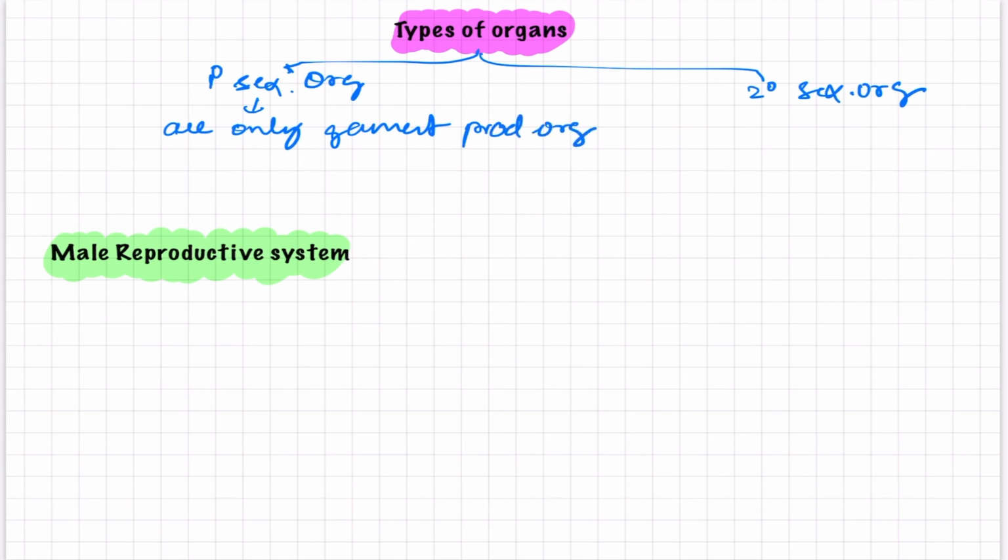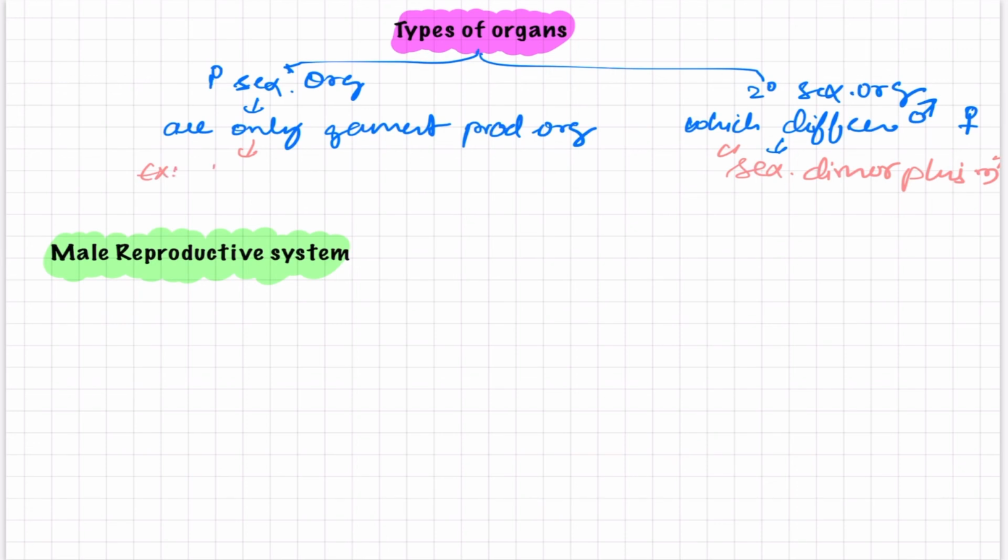Whereas the secondary sexual organs differentiate male from female, leading to sexual dimorphism. So my dear friends, the basic concept we have understood is that the primary sexual organs are only gamete producing organs. What are the gamete producing organs? Just now we learned that in males they are the testes, and in females the ovary. And what are the secondary sexual organs which differentiate male and female? They are the external genitalia.